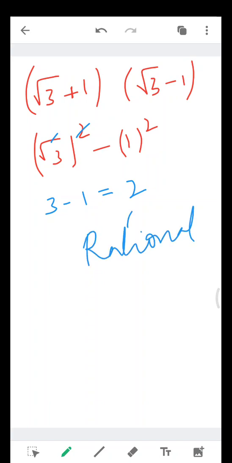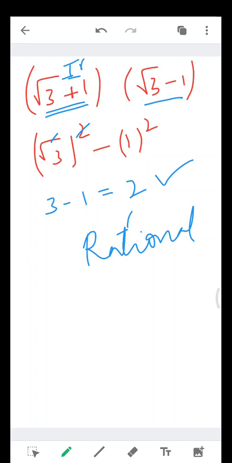2 is a rational number. So I can say that root 3 plus 1 is rationalized. Root 3 plus 1 was an irrational number. So I multiplied it with root 3 minus 1, I got 2. So root 3 plus 1 is rationalized. This is the meaning of rationalization.